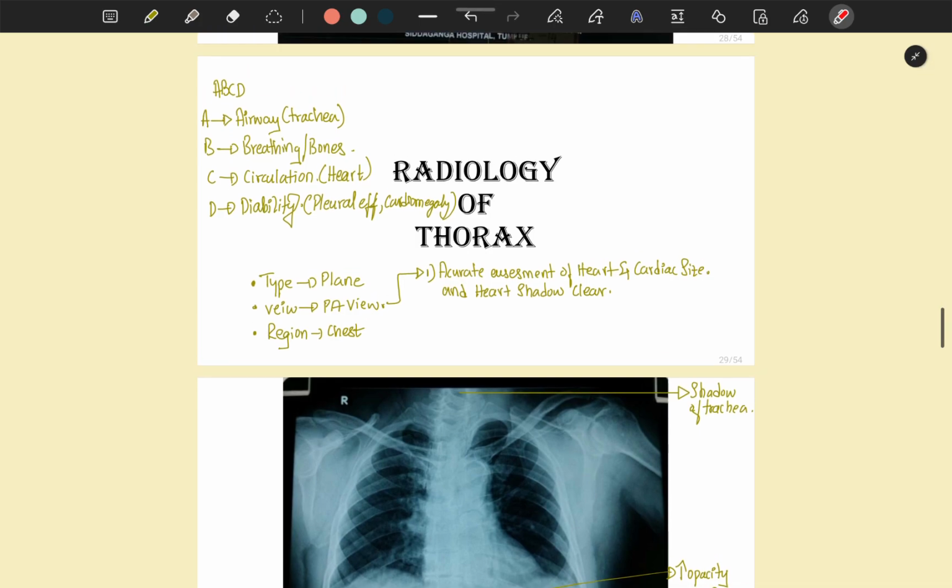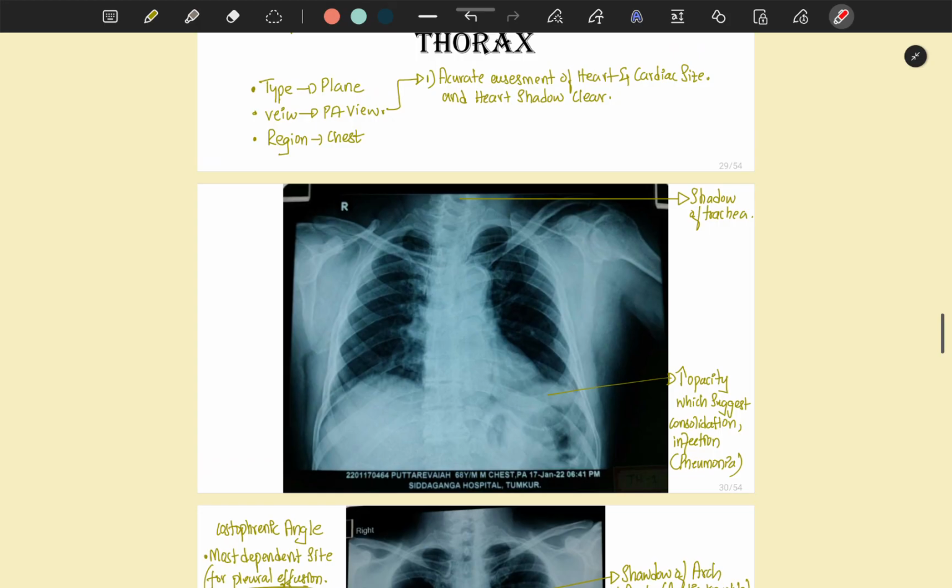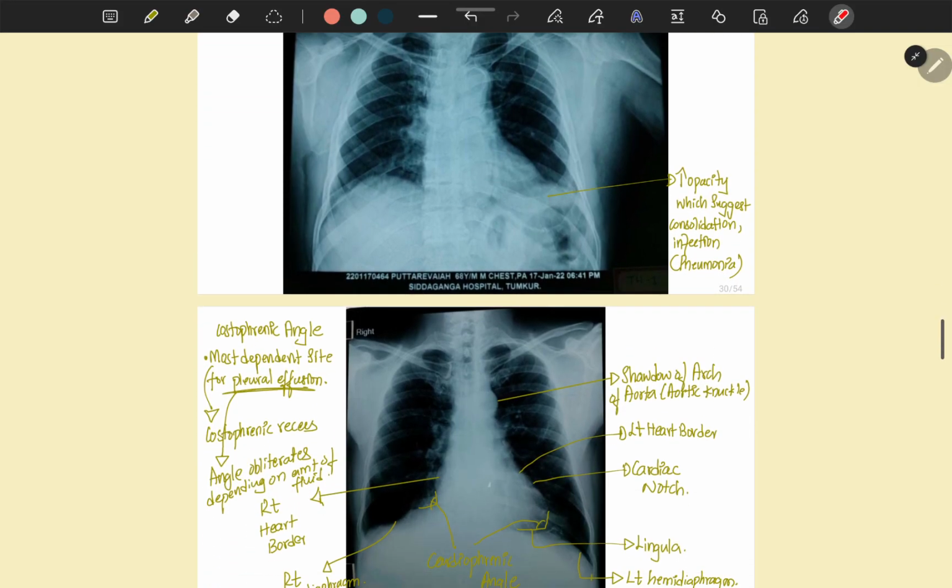And next, coming to the B, breathing and bones. Here you must see the opacity, lung size, and recesses, and you must see the diaphragm. Here in the first X-ray, the lung should have come like this, but due to the opacity, by the infection of pneumonia, it has been decreased by the mass presenting inside, and due to which the heart border is also decreased, is not prominent here, which leads to heart diseases also.